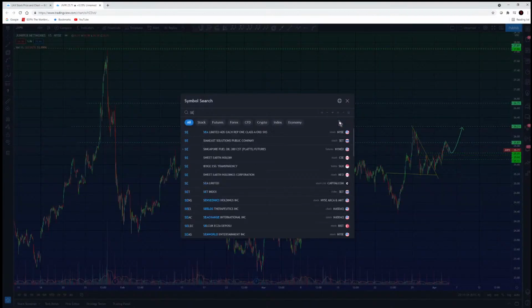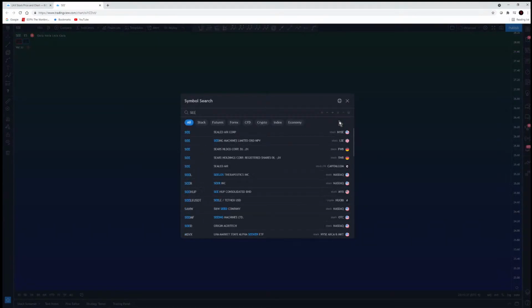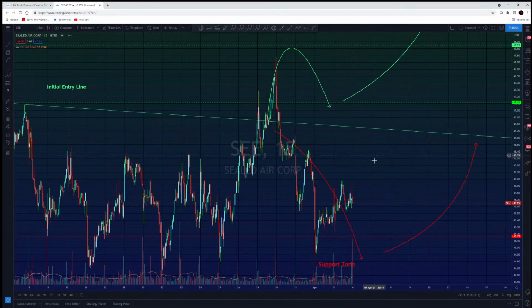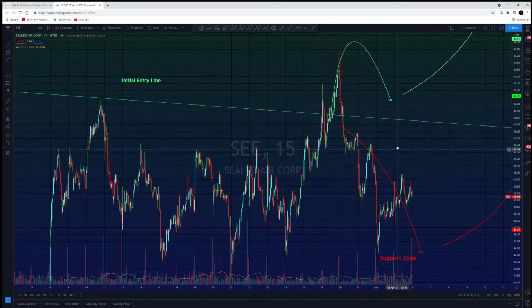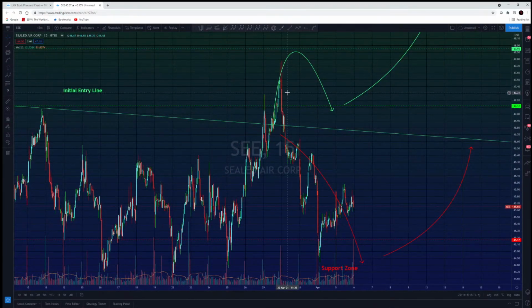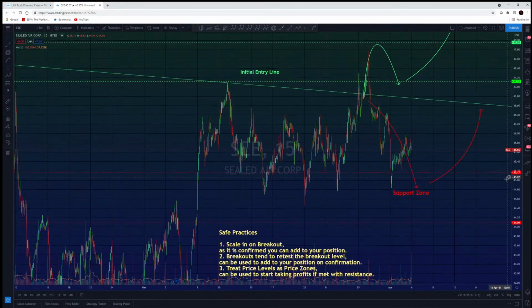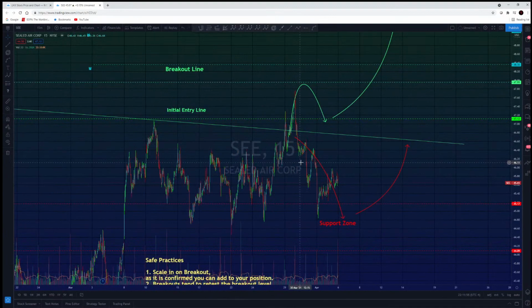Let's do Sealed Air, because I'm sure people are curious. Kool-Aid King, we can do, alright, so what happened with FedEx is it basically had a false breakout that got rejected immediately. So now it's following the red path. With the red path, it came down, hit my support zone, and now this is just happening faster than anticipated.